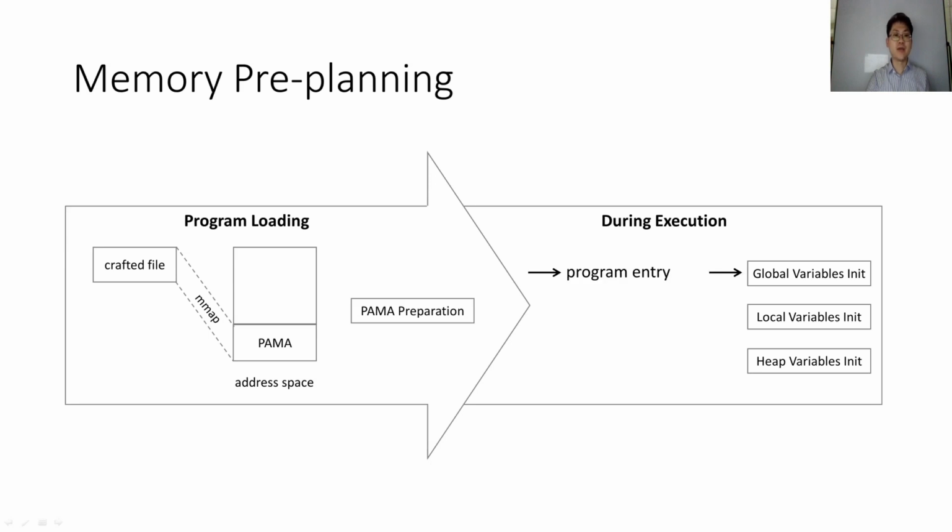Specifically, PMP intercepts the program entry point for initializing global variables, call instructions for initializing local variables, and memory allocations for initializing heap regions. Note that PAMA preparation happens a priori and incurs negligible runtime overhead, while variable initialization occurs on the fly during execution. Both are generic and do not require case-by-case crafting. We further discuss these steps.